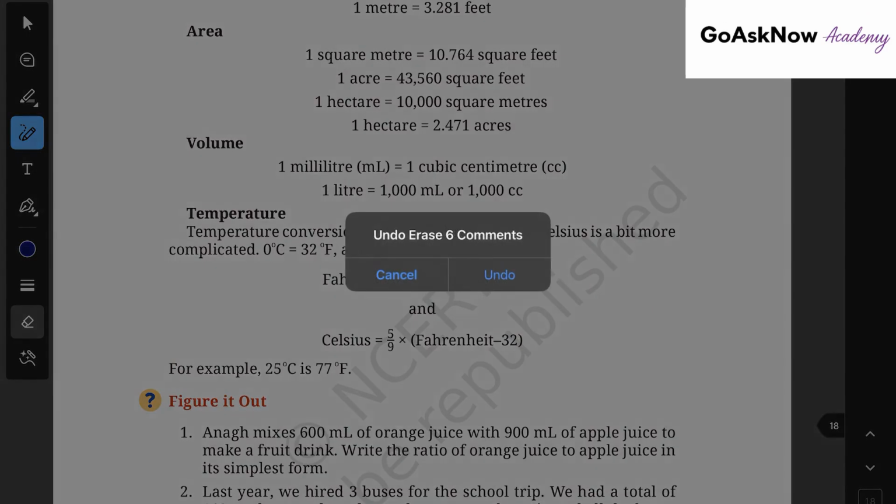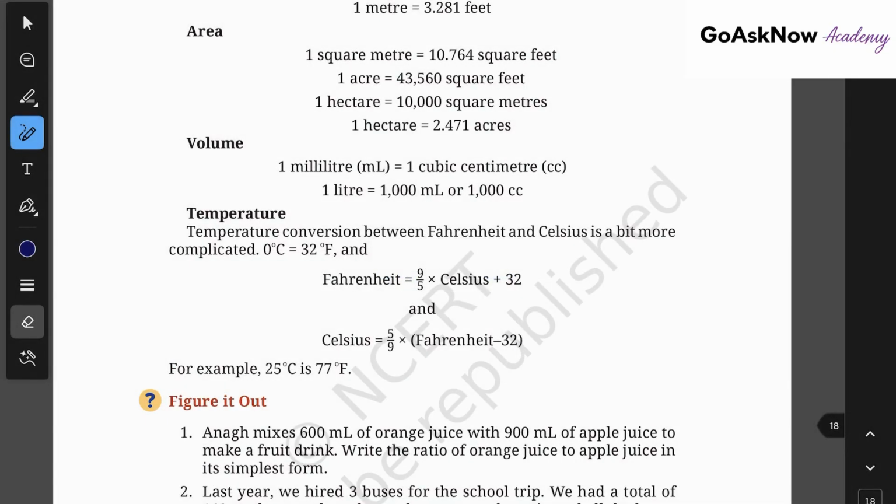For temperature, conversion between Fahrenheit and Celsius is a bit more complicated. 0 degrees Celsius equals 32 degrees Fahrenheit. To convert Celsius into Fahrenheit, it's 9/5 times Celsius plus 32. And if you want to convert Fahrenheit into Celsius, it's Fahrenheit minus 32 times 5/9.